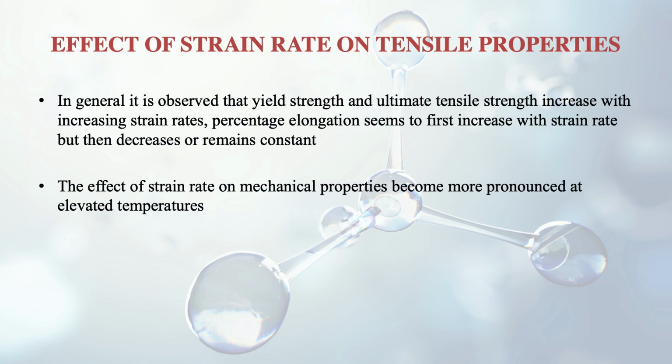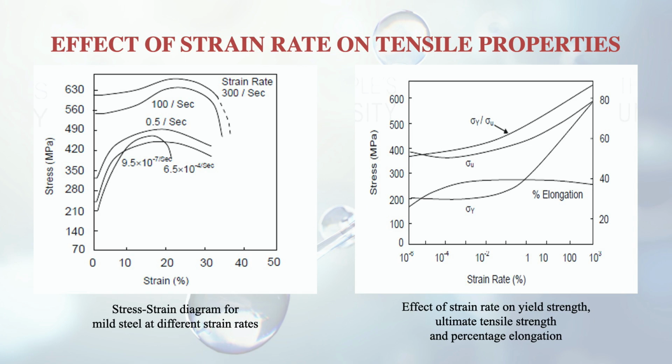Also, the percentage elongation seems to first increase with the strain rate but then decrease or remain constant. So in the second figure you can see here that the yield strength goes up very rapidly with increase in strain rate. Similarly, the ultimate tensile strength also goes up but not as rapidly as the yield strength, and the elongation goes up but then it becomes constant after a certain point.